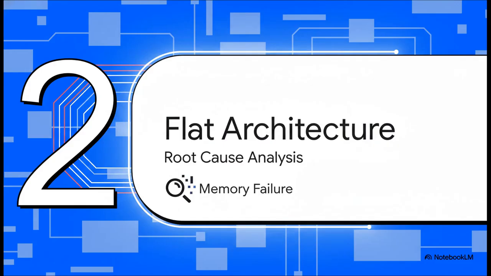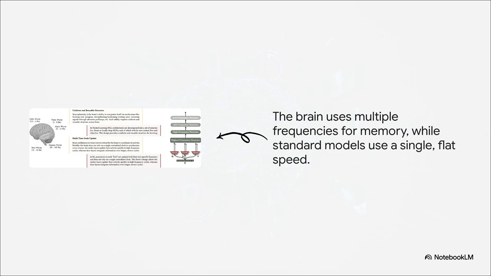So now, let's get into the root cause analysis. This memory failure isn't some surface-level bug you can just patch. The problem is actually baked right into the fundamental architecture of our current models. This slide really shows the core issue, this architectural mismatch. Biological systems like our brains process information on multiple frequencies. You've got fast waves for what's happening right now and slow waves for locking in memories. But our AI models use one single flat processing speed for absolutely everything. It's a huge design flaw when you think about it.